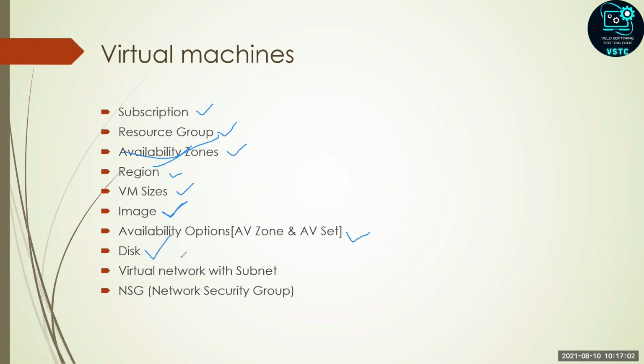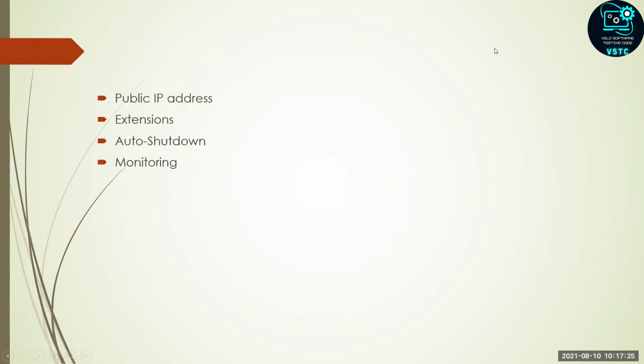And a disk is just like our hard disk. For example, in our laptop, we'll have some 1 TB or so, right? That's what it is. And a virtual network with subnet is required, which we completed yesterday. A network security group is required. A network security group is an instant firewall that decides what needs to be allowed and what needs to be denied. And public IP addresses, this is generally optional. If you want, you can have a public IP address.